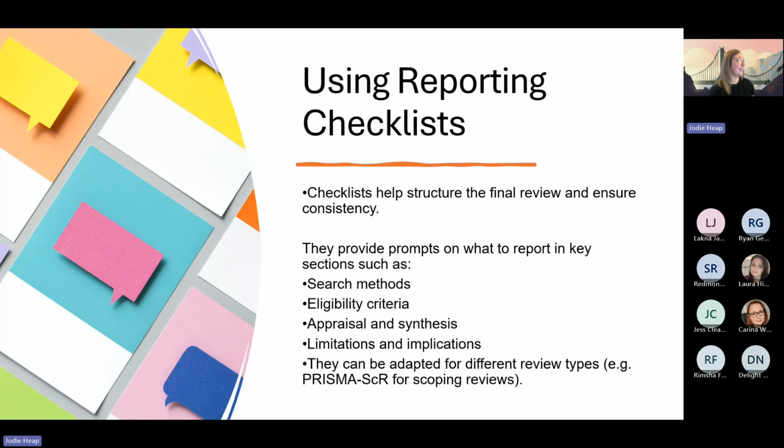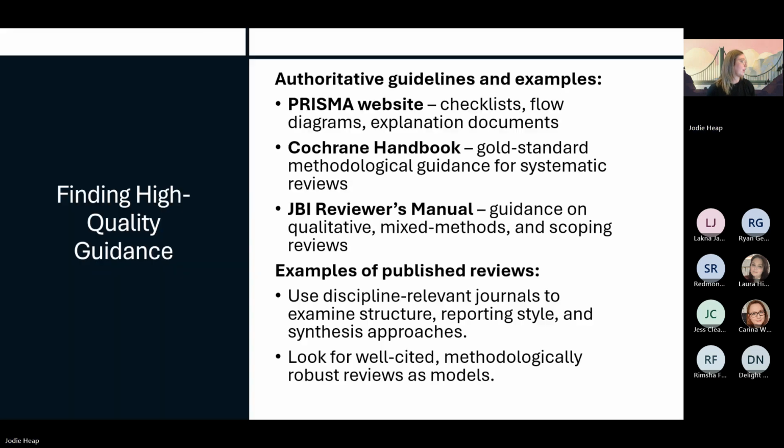They do a lot of the heavy lifting for you in providing prompts on what to report, such as search methods, eligibility criteria, appraisal and synthesis, limits and implications, and they can be adapted. So, for example, now we have the Prisma scoping review workflow, which has come out, which supports that initial stage, but not so much that latter stage.